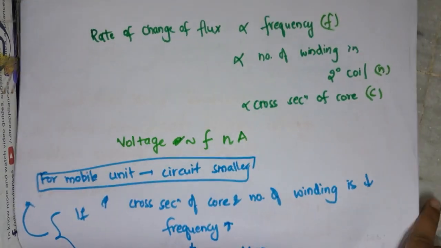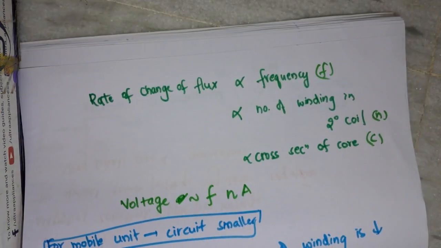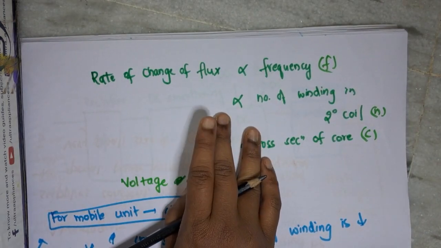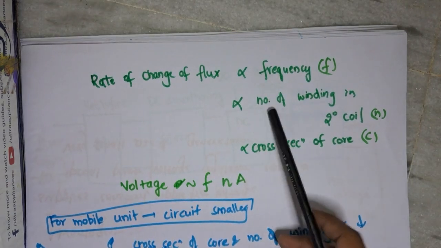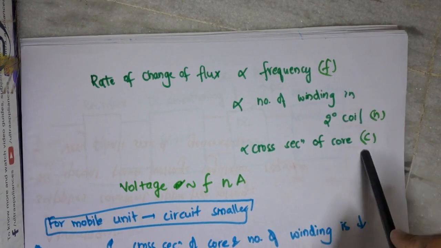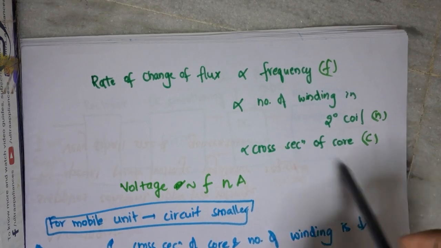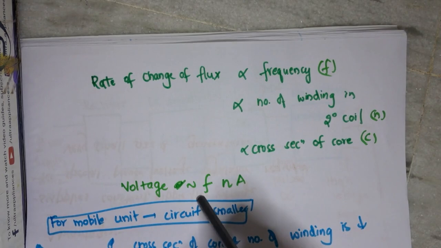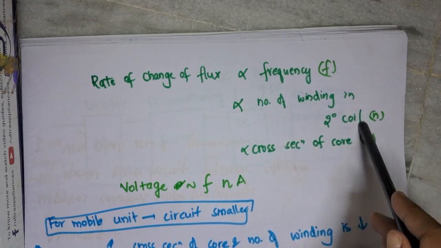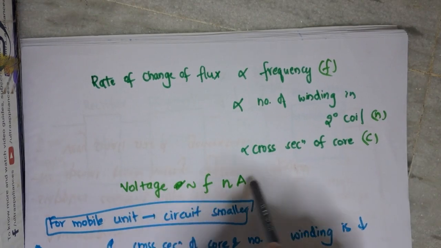Then one more important thing is that, remember, output of the medium frequency generator is mainly determined by the rate of change of flux. This rate of change of flux is directly proportional to the frequency. It is directly proportional to the number of windings in the secondary coil, and it is also directly proportional to the cross sectional area of the core. So voltage is approximately equal to frequency multiplied by number of windings in the secondary coil multiplied by cross sectional area of the core. So voltage is equal to F N A.